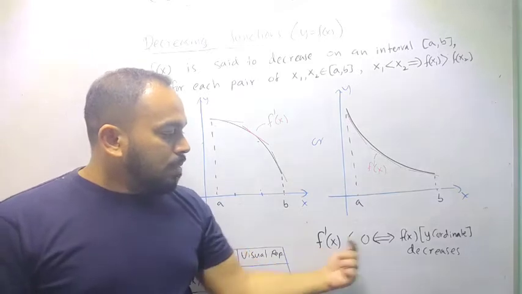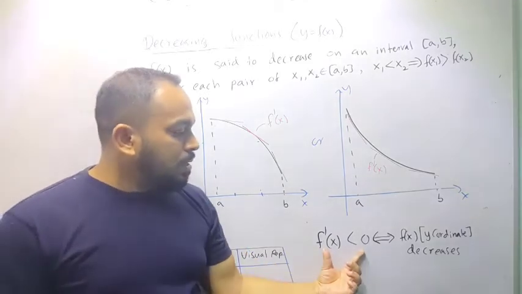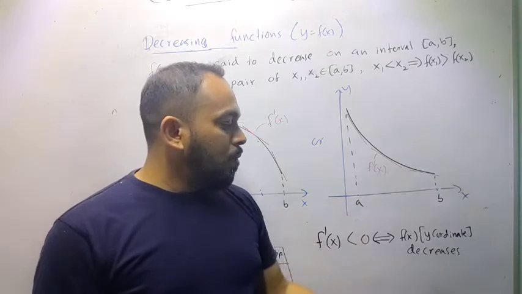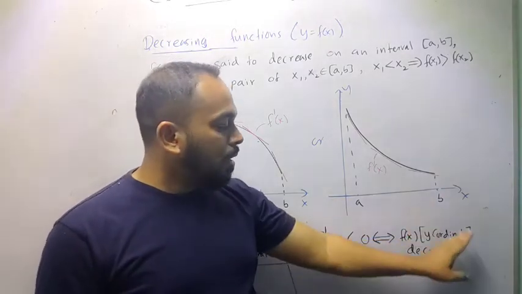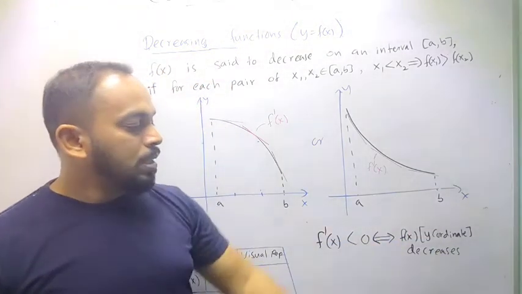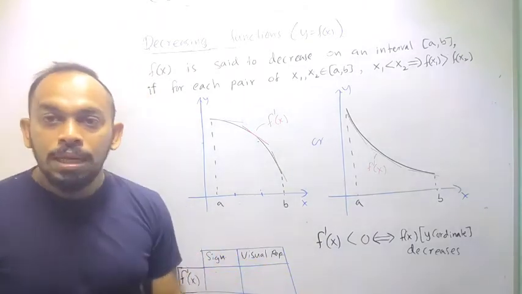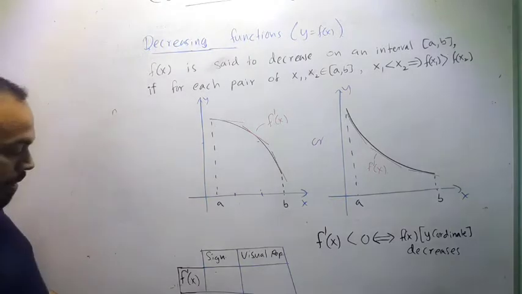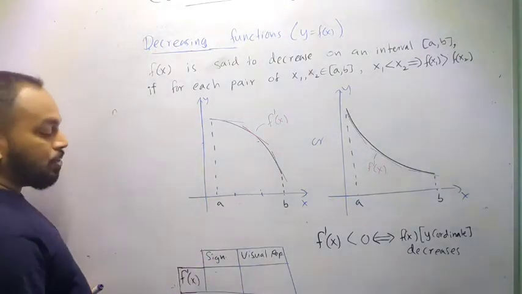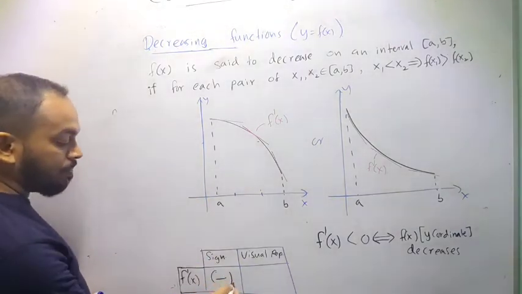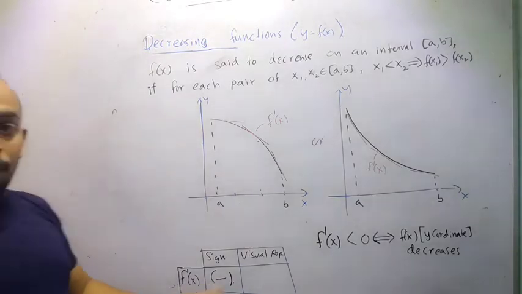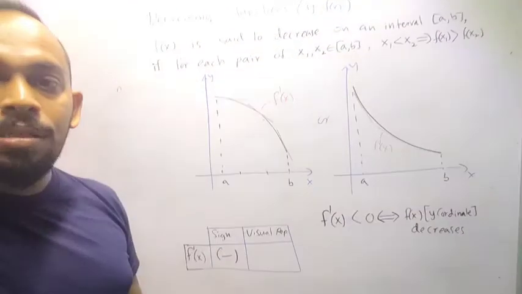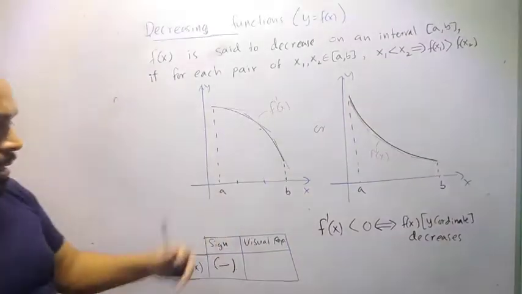So this implies both ways. If the derivative is negative, the function, or the y coordinate, decreases. And if the y coordinate or the function decreases, the derivative must be negative in that region, right? So the summary: the sign of f dash of x would be negative. If you get negative, then what does that mean? It means the function is decreasing on that interval.